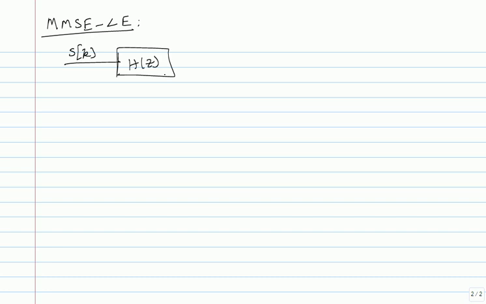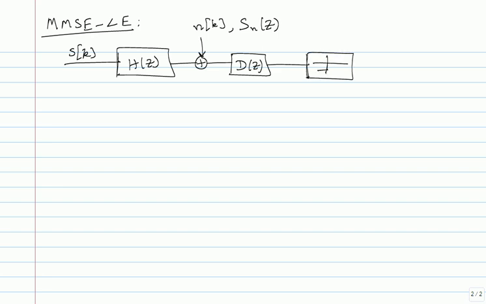Sk goes through H of z. We are not assuming this is monic minimum phase anymore, just taking it to be a general filter H of z. Then Nk, once again, is a general noise process, Gaussian but with some arbitrary PSD. I want to design a filter here, which I called D of z, and then a slicer. I called this Xk, and this is S hat k. So my Ek became Xk minus Sk.